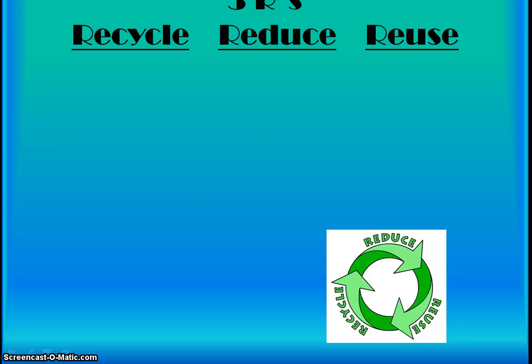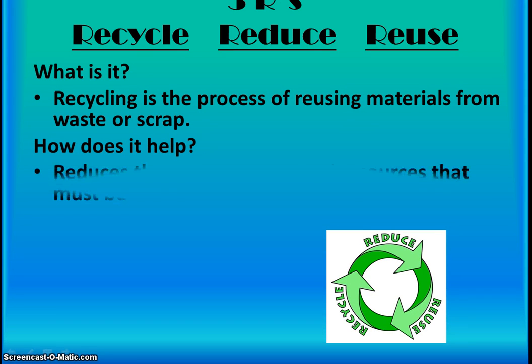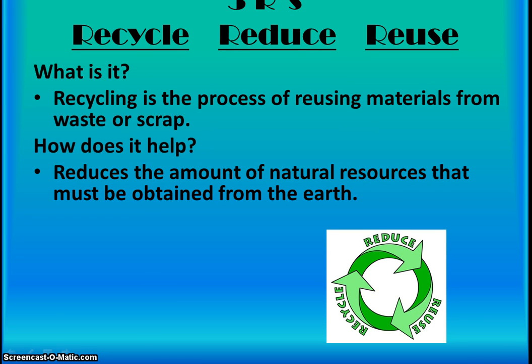Now, in our last section here, we're going to look at recycling, reduce, and reuse. These are all ways to be conservative and protect our natural resources. So recycling is the process of reusing materials from waste or scrap. Many of you may be familiar with our recycling program here at school of paper and aluminum. Now, how does it help? Well, it reduces the amount of natural resources that must be obtained from the earth.